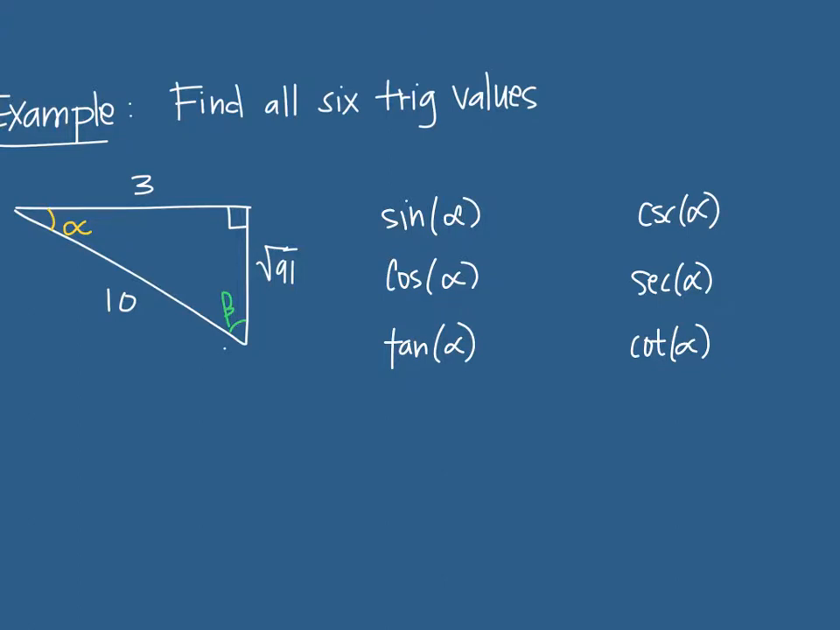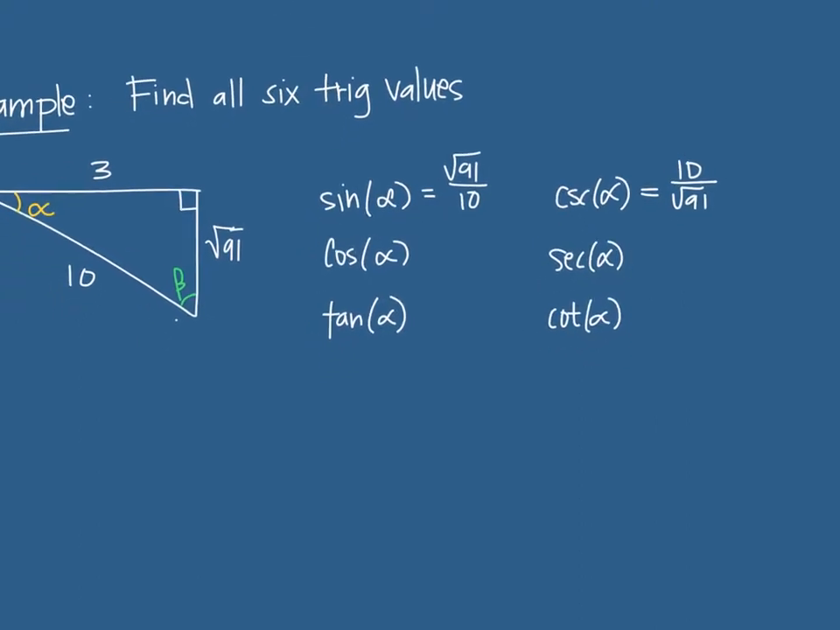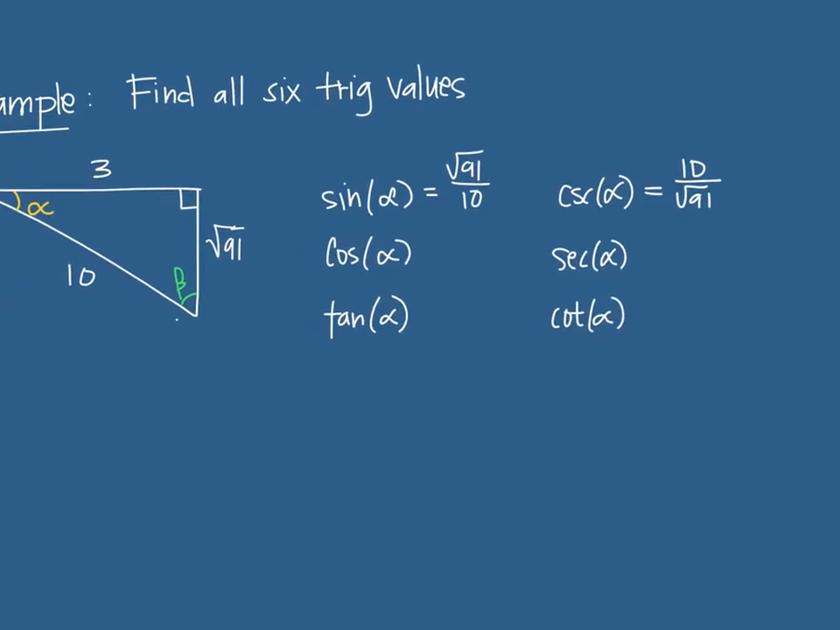Dylan, can you do the first one? Sine of alpha. What is opposite alpha? Good. Square root 91 over hypotenuse 10. So we might as well do the cosecant since we're right there anyway. 10 over root 91. So I might as well get two done at the same time. Alina, can you do cosine alpha? What's adjacent to?